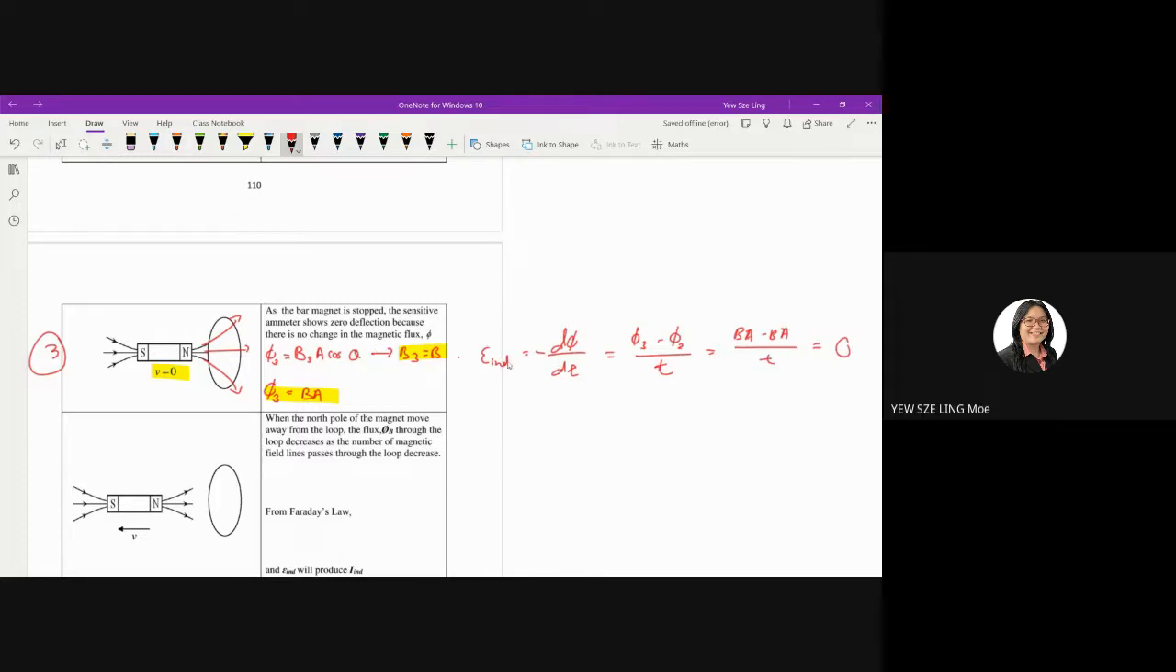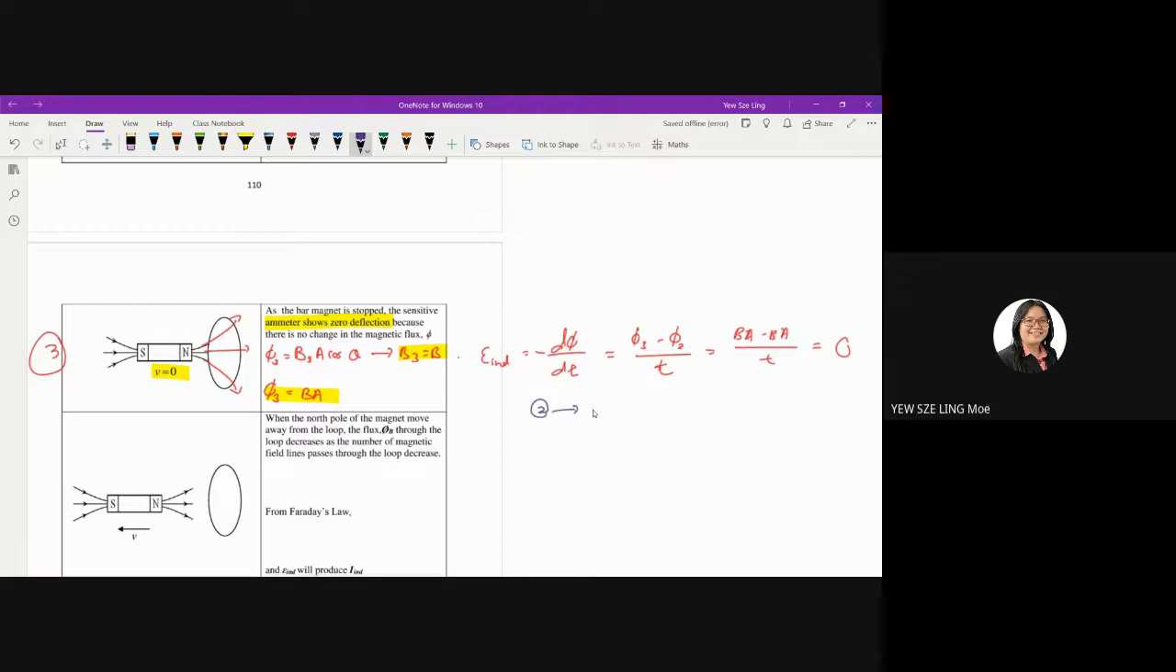So in this case, your change in magnetic flux is 0. Your induced EMF is 0, because there's no change in the magnetic flux. Because when it stops, the number of field lines passing through it remains the same. If it remains the same, then no change in magnetic flux. No change in magnetic flux means no induced EMF. No induced EMF means no induced current. No induced current means the ammeter will show zero deflection.